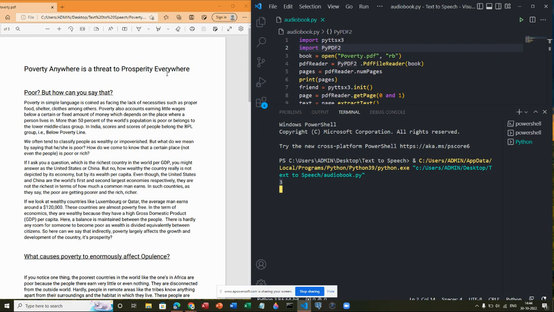Poverty anywhere is a threat to prosperity everywhere. Poor. But how can you say that? Poverty in simple language is coined as facing the lack of necessities such as proper food, shelter, clothes, among others. Poverty also accounts earning little wages below a certain or fixed amount of money, which depends on the place where a person lives in the lower middle.